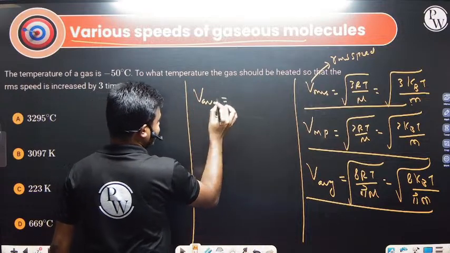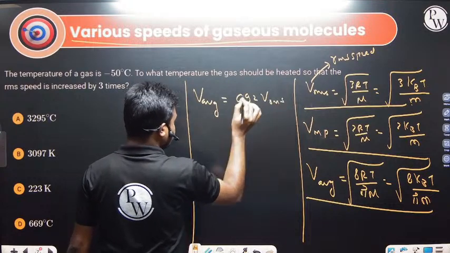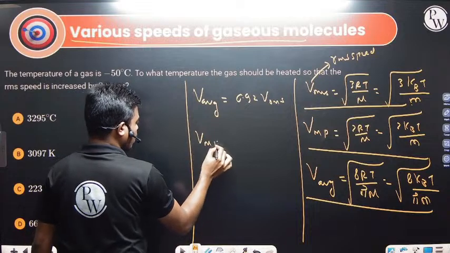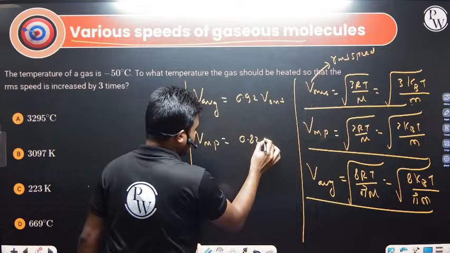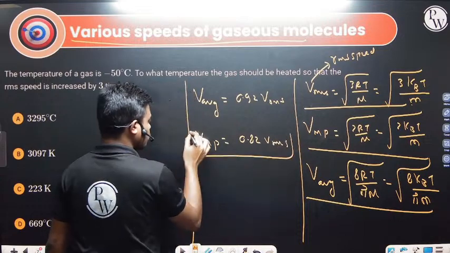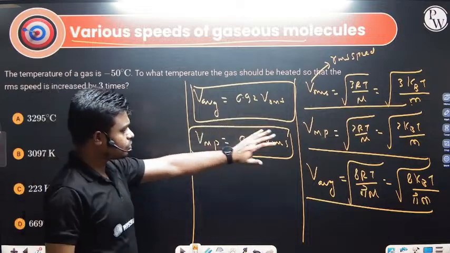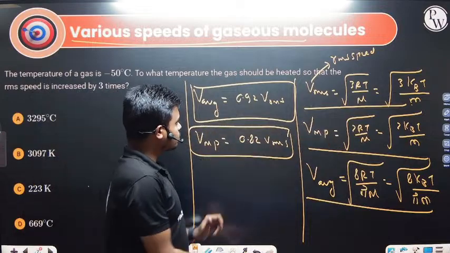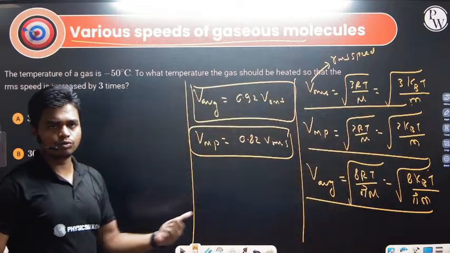The average speed of gaseous molecules is 0.92 times VRMS, and the most probable speed of any molecule is 0.82 times the RMS speed. So we can use these different relations for different questions. All of this depends on temperature, and is inversely proportional to the root of molar mass.